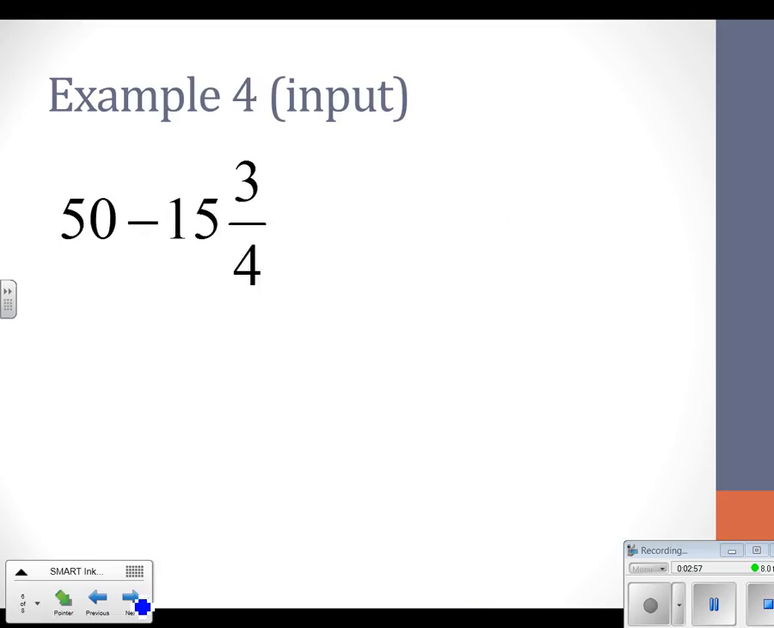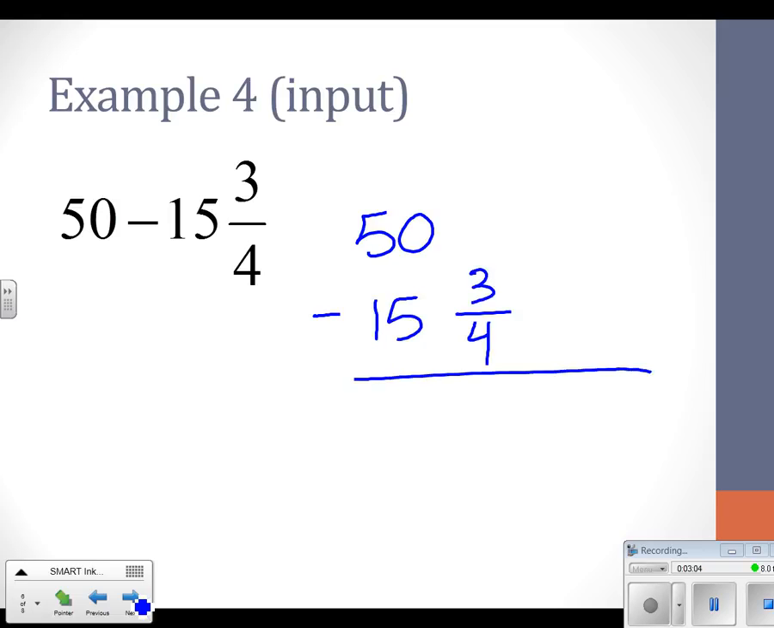50 minus 15 and 3/4. Now we go to subtract the fractions first, then the whole numbers, and we see that we don't have a fraction here in the numerator or in the top value, and so we would think, well, 0 minus 3/4 you can't do, or you would have a negative. But in this problem, you shouldn't have a negative because the top is 50, and if you have 50 wholes, you can take 15 and part of a whole away from it.